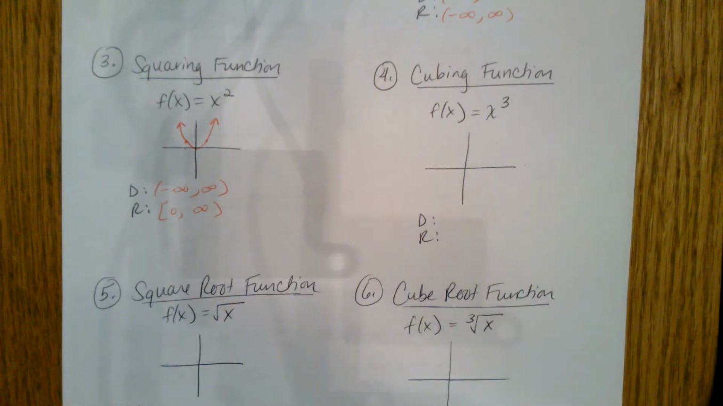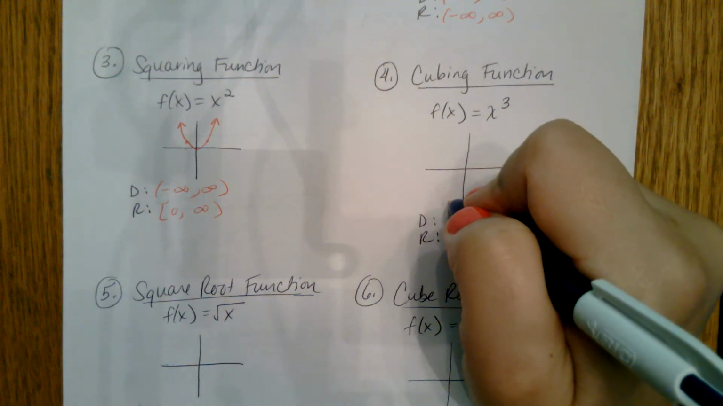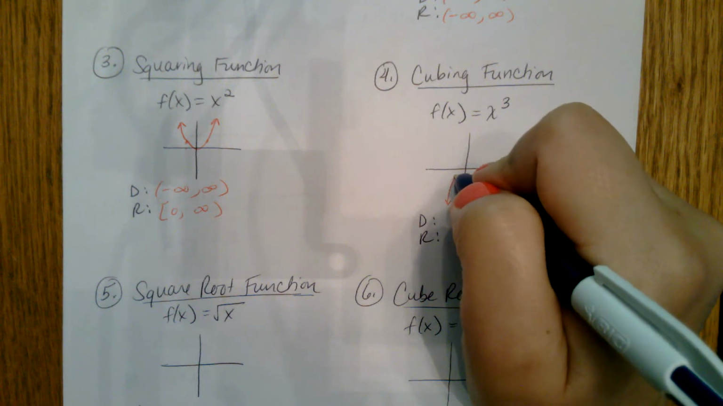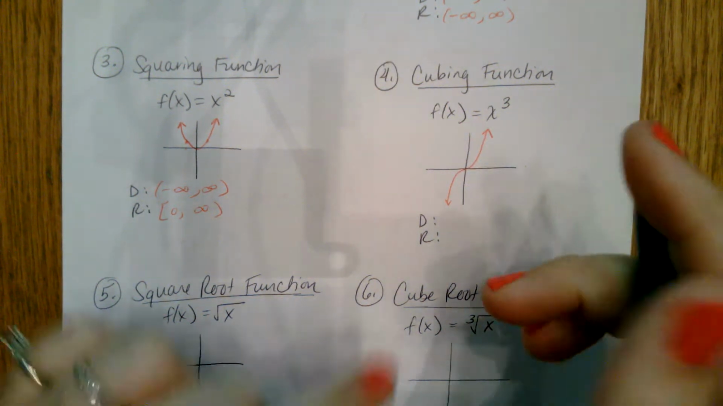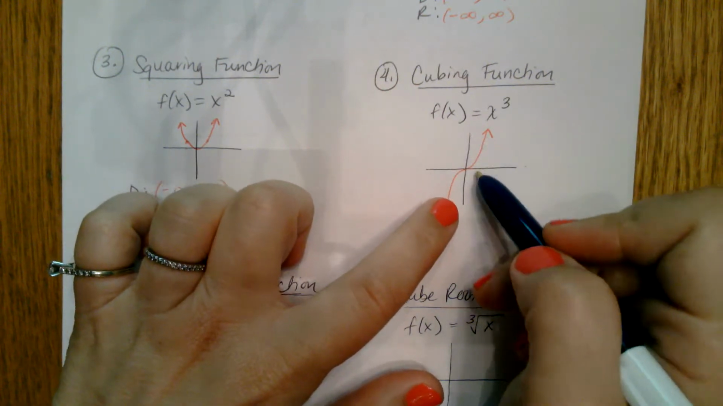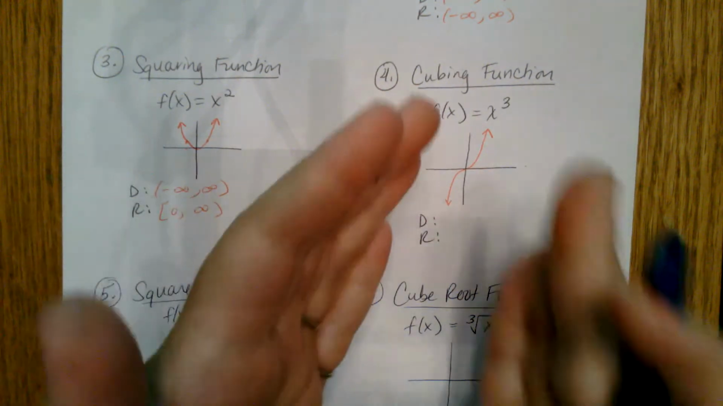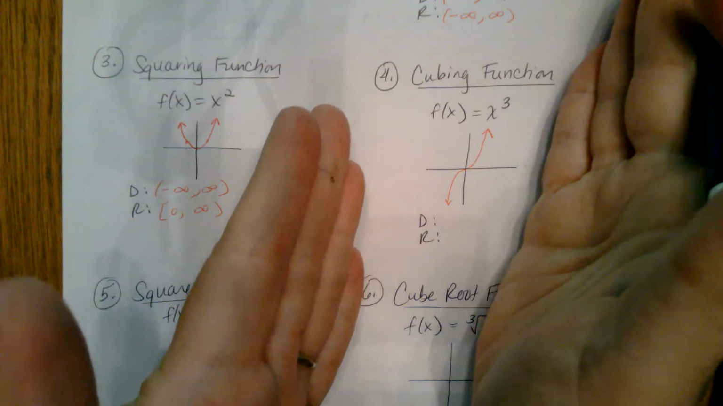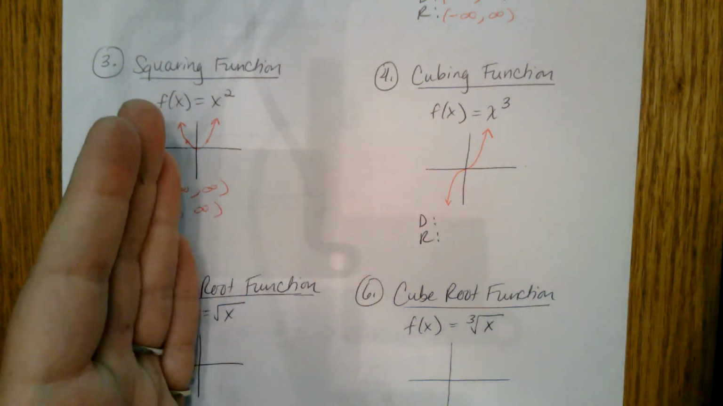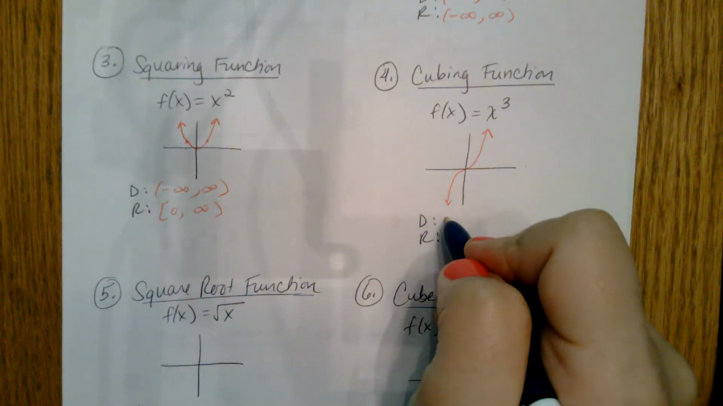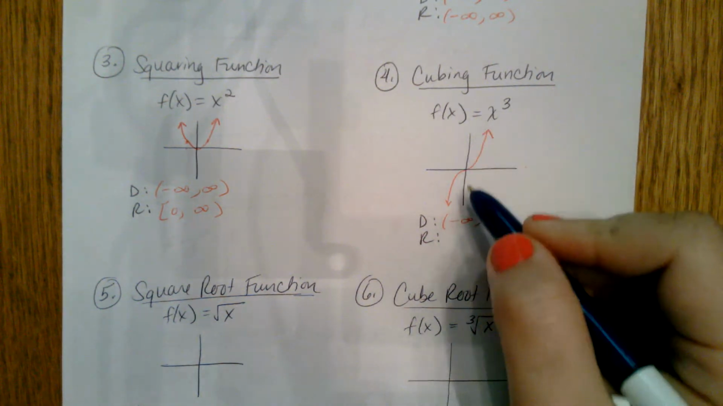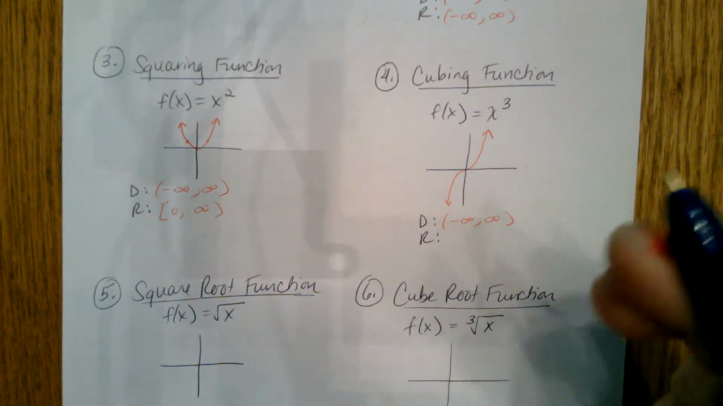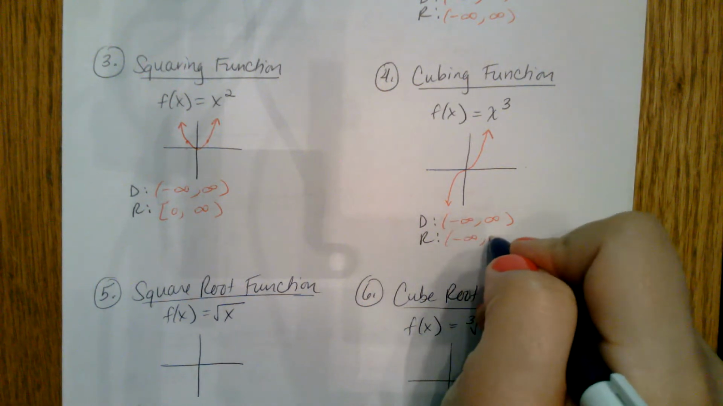The cubing function starts down, curves in the middle, and goes back up. Now, again, even though these look pretty straight on the graph, they are continually curving and getting wider and wider. So the domain here would be negative infinity to infinity. And the range, obviously, they keep going up and down, so negative infinity to infinity.